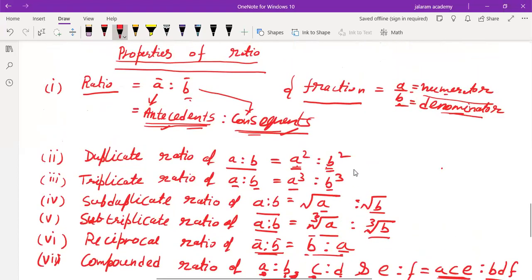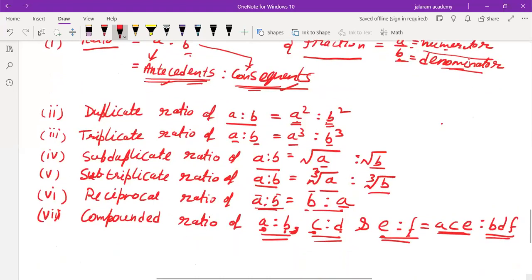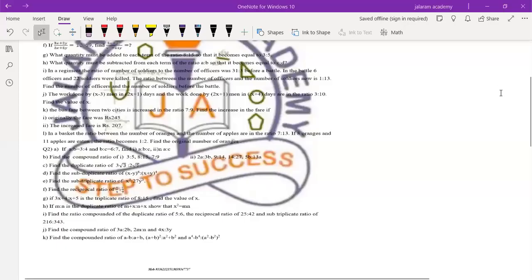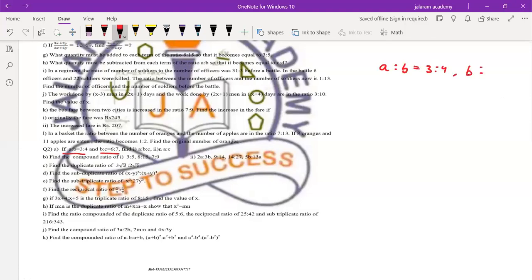So we will now start the questions related to these ratios. Using all these properties, we can solve the questions of question number 2A. Like if A is to B equals 3 is to 4 is given, and B is to C equals 6 is to 7, and we want to find first A is to B is to C.